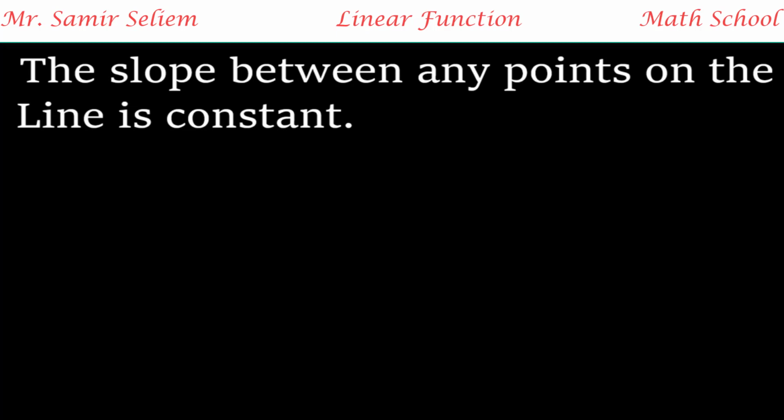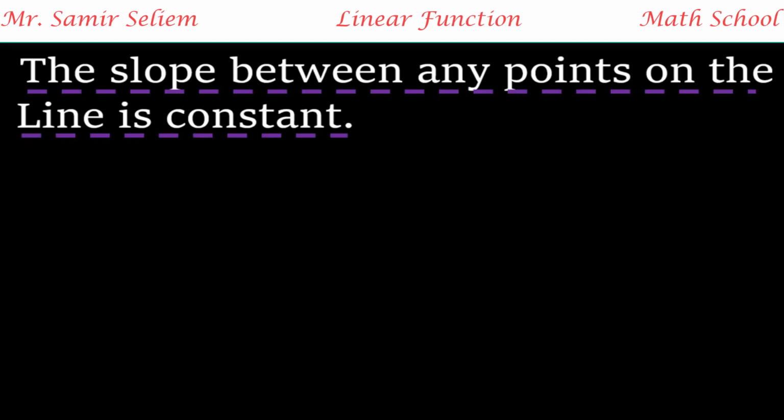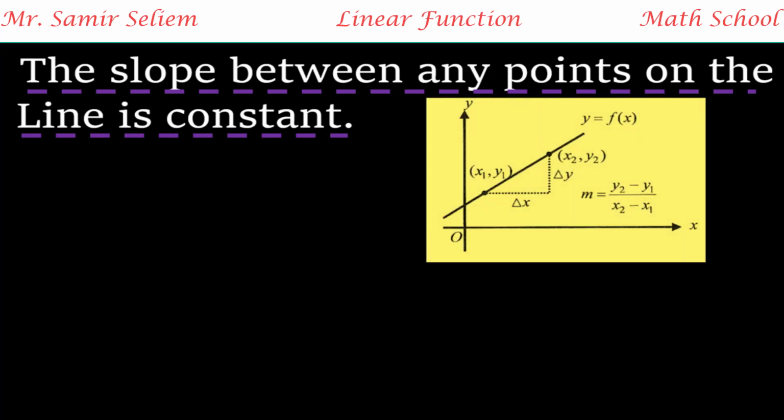The slope between any 2 points on the line is constant. If you find the slope of the straight line by using any 2 points, this slope is constant, it doesn't change. Let's have an example or the rule. We have here a grid with a straight line. So we have 2 points, the first x sub 1, y sub 1 and the second x sub 2, y sub 2. So what is the slope here?